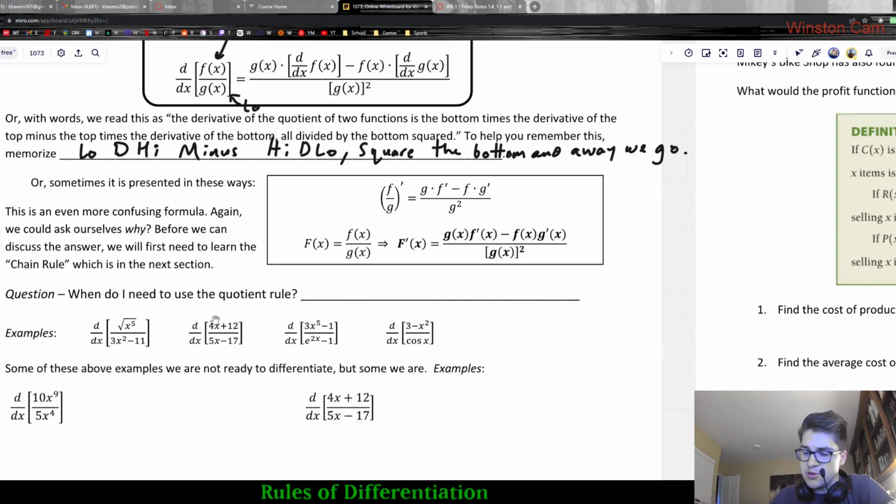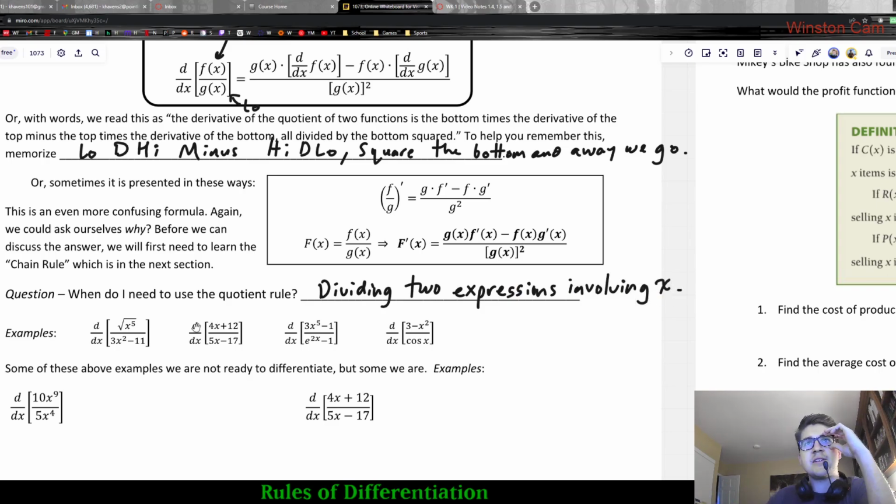But we need to use the quotient rule anytime we're dividing two expressions involving x, or whatever variable we're differentiating with respect to. So looking at some examples, what if we have the derivative of the square root of x to the fifth over a polynomial, or two polynomials, or whatever, functions involving e, sine, cosine.